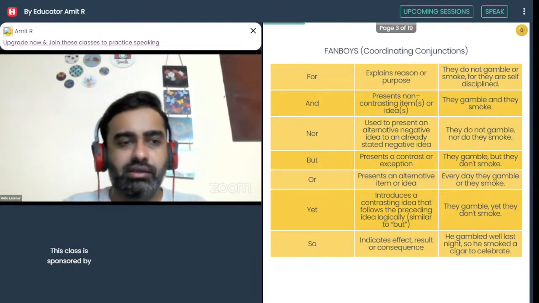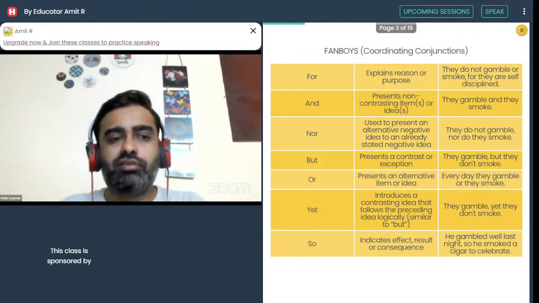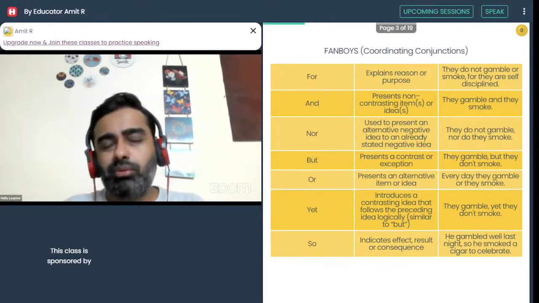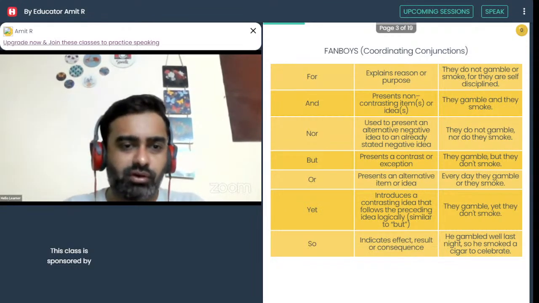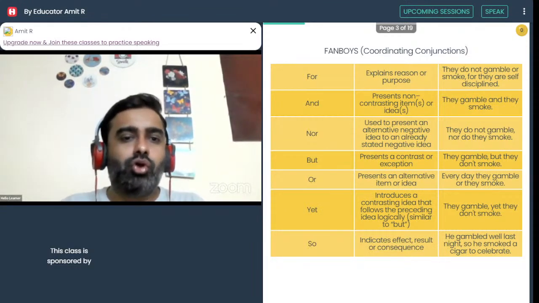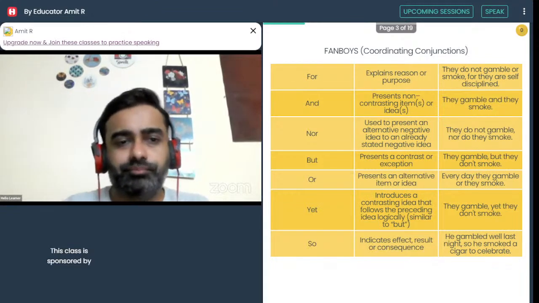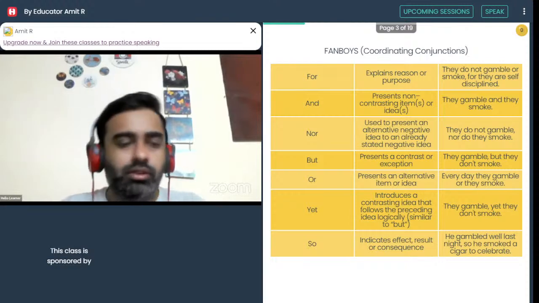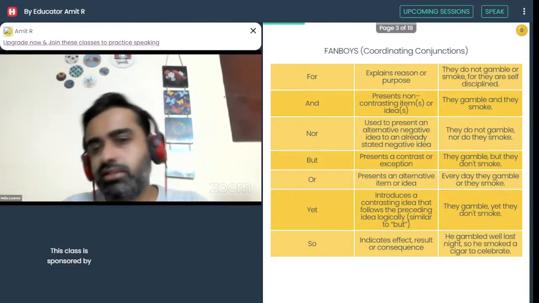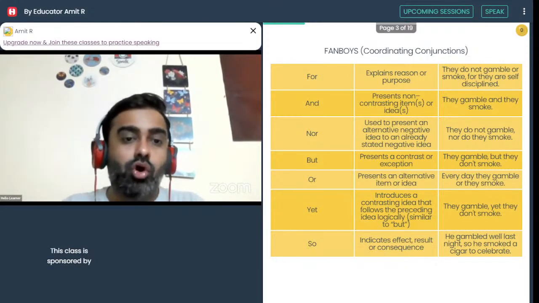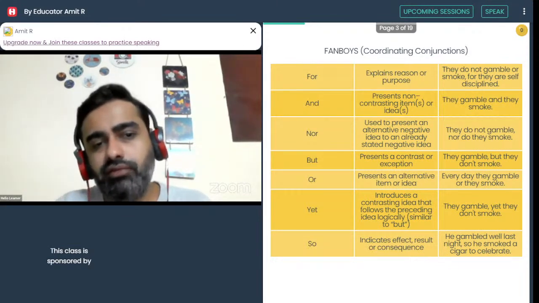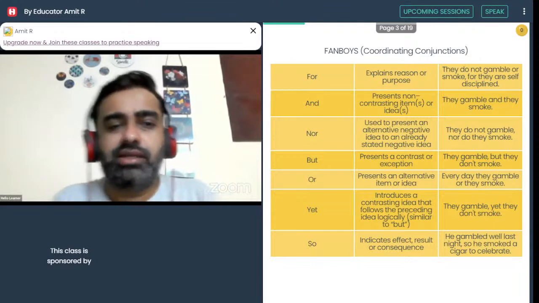For ka matlab hota hai ke liye, right? So here in this case, it would be reason or purpose. Second one, and, is a very common one. We all know what and stands for. Need not explain that. Non-contrasting idea means it's ideas that are similar. So and again stands in the same grammatical rank. Nor is used to present an alternative negative idea to an already stated negative idea.